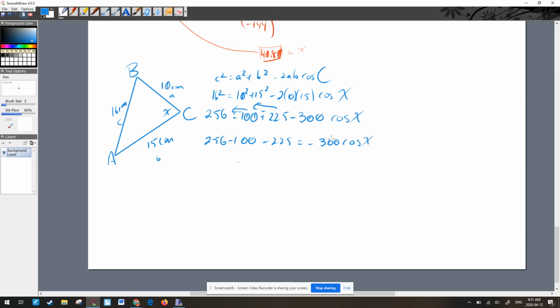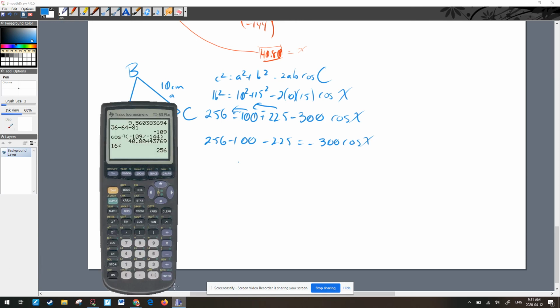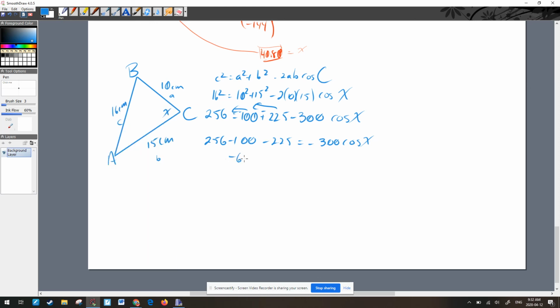Type this into my calculator. Okay, so we're going to have 256 minus 100 minus 225, and we find out that that is negative 69. So we've got here negative 69 is equal to negative 300 cosine of x. I'm going to divide both sides by negative 300. Those guys are going to go away. And so now we're in a little bit better position. So now we've got the cosine of x is equal to negative 69 over negative 300.